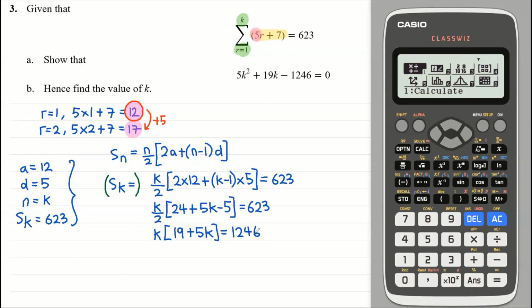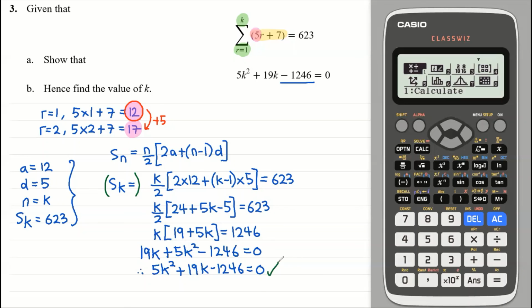And you can see that number in the quadratic already, so this looks like we're on the right track here. Okay, multiply k by each term, so we're going to have 19k added to 5k squared, subtract 1246 is equal to 0. And we've essentially got the right answer. I'll just rearrange it. So therefore, 5k squared added to 19k, subtract 1246 equals 0, as required. Okay, so that looks great. So we seem to have been successful here.